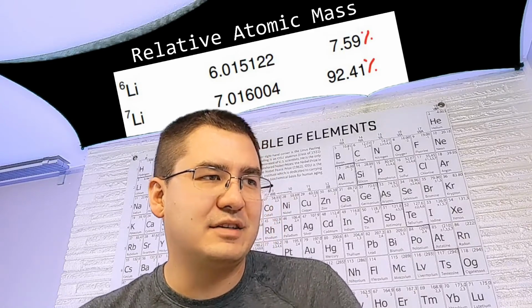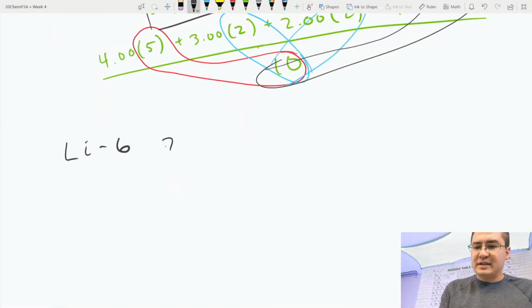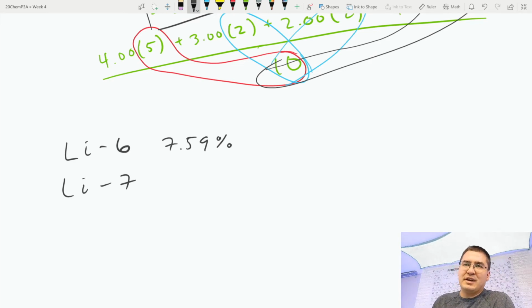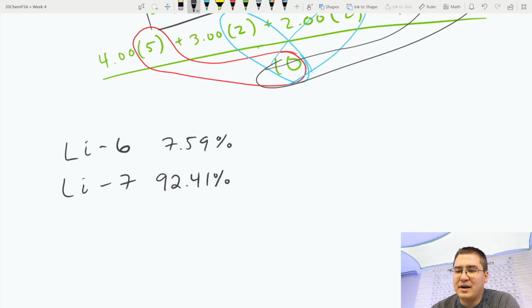So again, let's start with the 7.59%. Let me switch back. Lithium 6, 7.59%, and lithium 7, right? We know that it has to add up to 100% if I told you that those are the only two isotopes. So I can do this one. I think that's 92.41%. We're going to go with that. Again, all of the isotopes should sum to 100%, because you're talking about a representative sample of all the lithium on Earth. So 92.41% of it is lithium 7, and 7.59% is lithium 6.